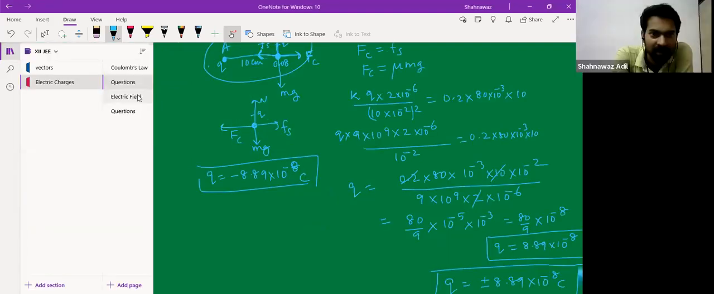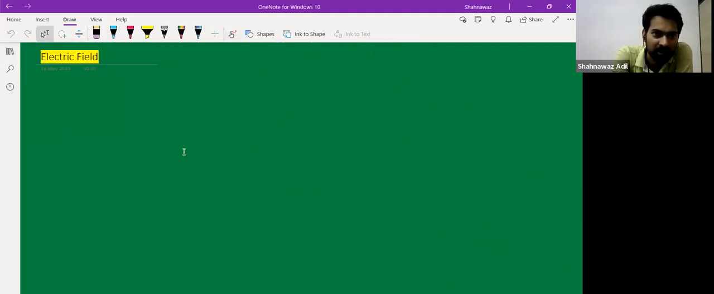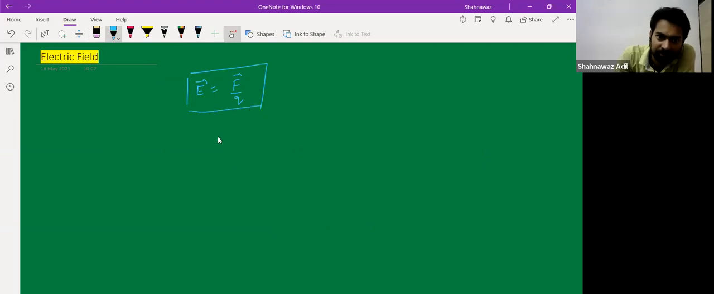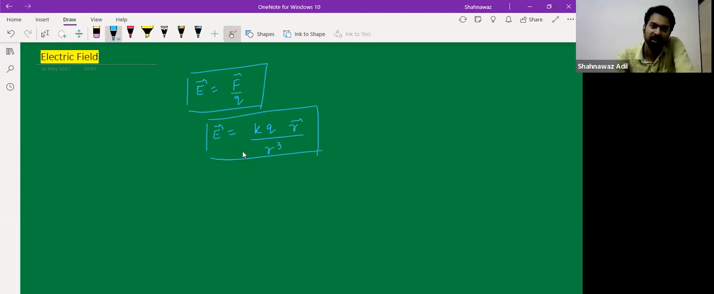Okay, now let us do this electric field problem. So the theory part you are doing, right? So this electric field is defined as F by Q simply, right? So this electric field for a point charge is how much? This is KQ by, let's say, R cube, right? And then R vector.